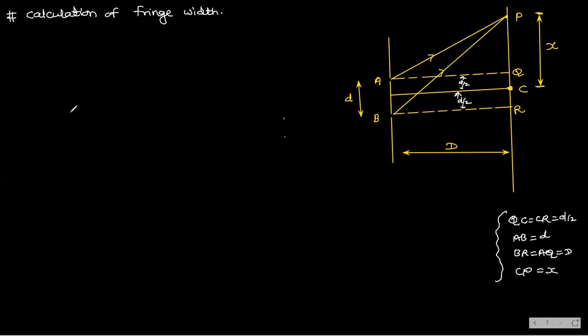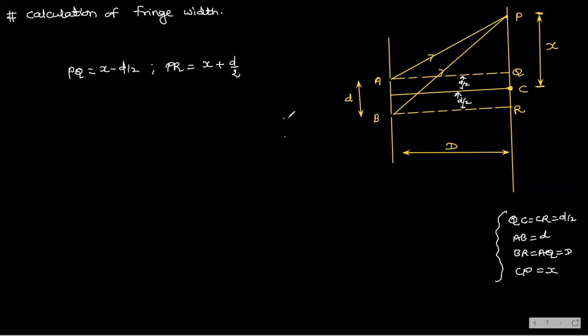Now, from the diagram you see, what is PQ? Can I write like this? PQ is equal to X minus d by 2. Agree with me? PQ is from C to P, which is X, and if I subtract QC, then it is X minus d by 2. Similarly, what is PR? PR is X plus d by 2. Yes, X plus d by 2.